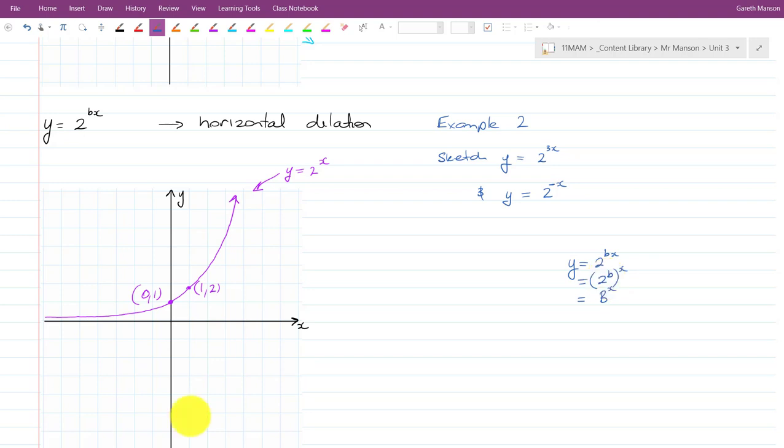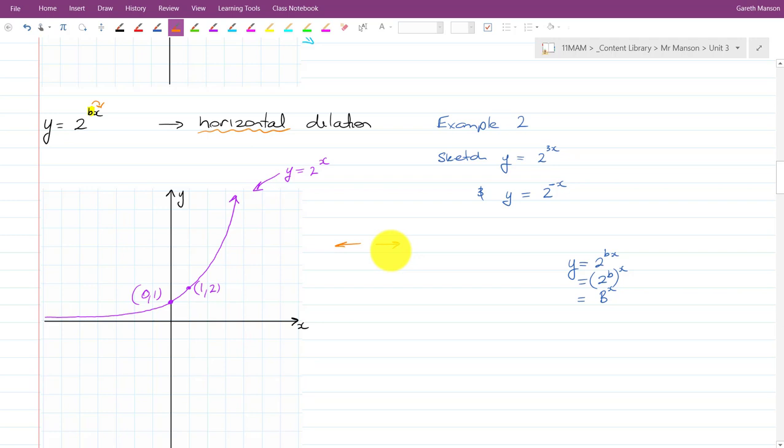B is on the inside of the function, so here it is here, and therefore it's quite closely linked to this x rather than a y, which makes it a horizontal, and it's still a dilation. So this time we're compressing in or out from the y-axis. That's what's happening this time. Let's have a look at a couple of examples.